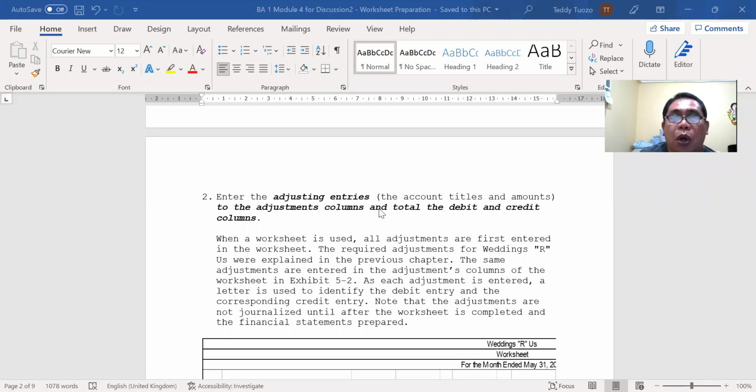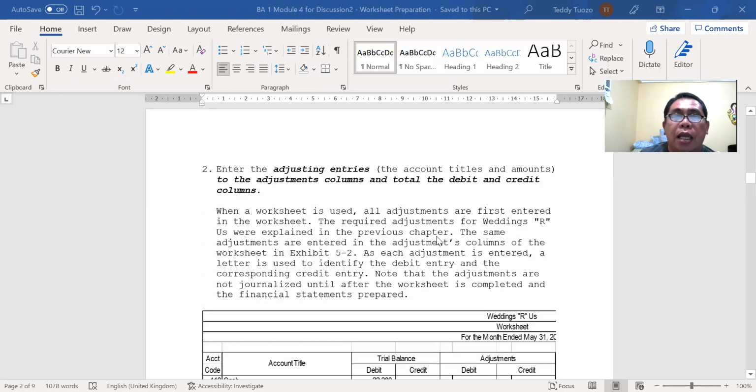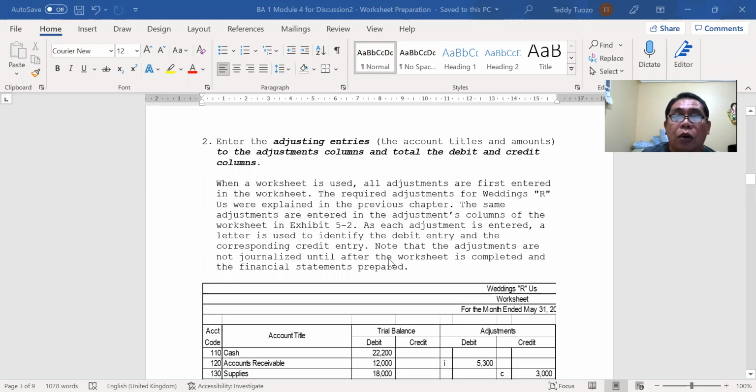When a worksheet is used, all adjustments are first entered in the worksheet. The required adjustments for Weddings Are Us were explained in the previous chapter, module number 4, lesson 1. So the same adjustments are entered in the adjustments column of the worksheet in Exhibit 5-2. As each adjustment is entered, a letter is used to identify the debit entry and the corresponding credit entry.